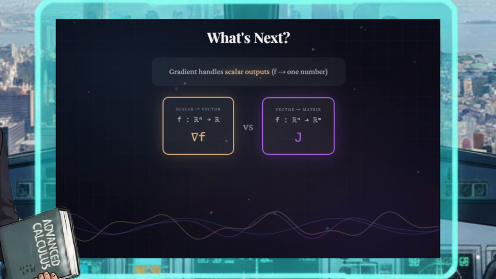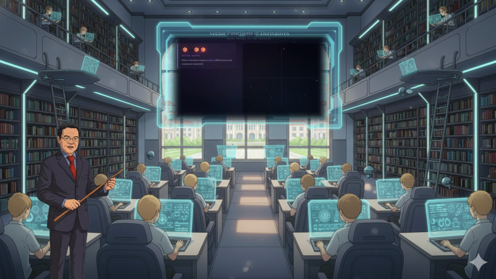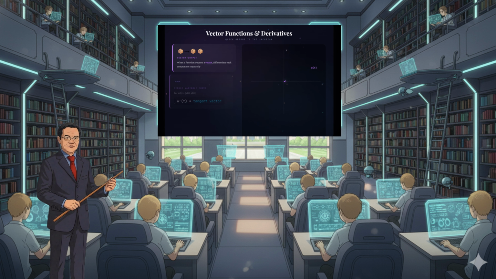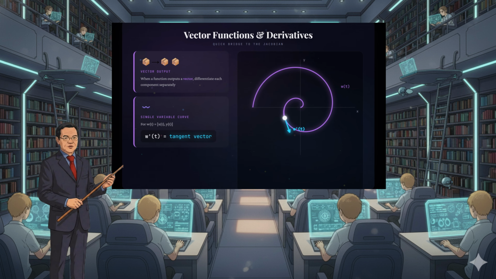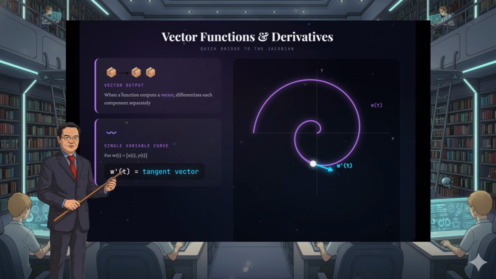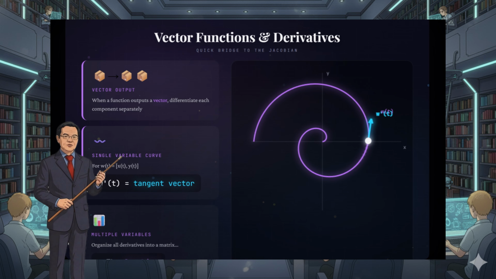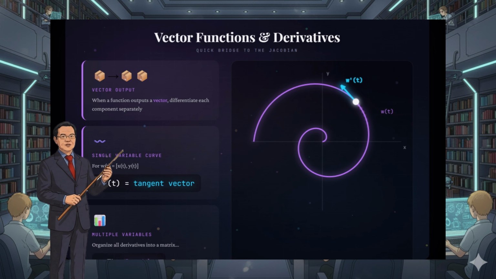What if your function outputs a vector? That's where Jacobians come in. Quick bridge. When a function outputs a vector, we can still differentiate component by component. In one variable, if you have a vector-valued curve w of t, then w prime of t points in the tangent direction of the curve. In multiple variables, we organize all those component derivatives into a matrix, the Jacobian.